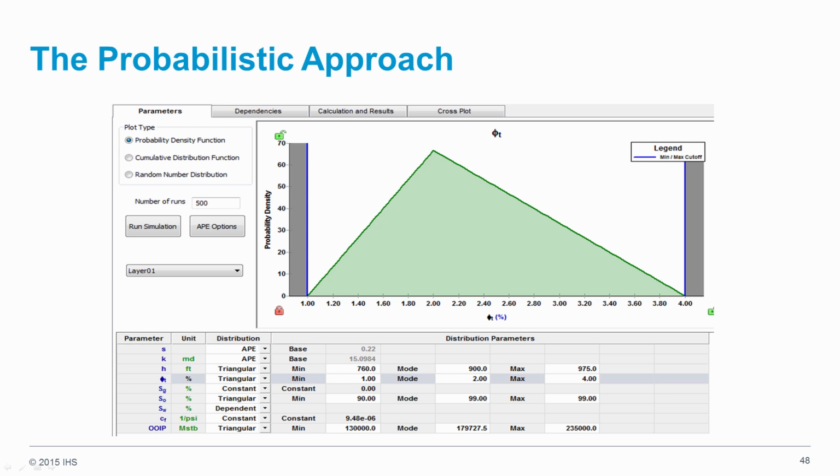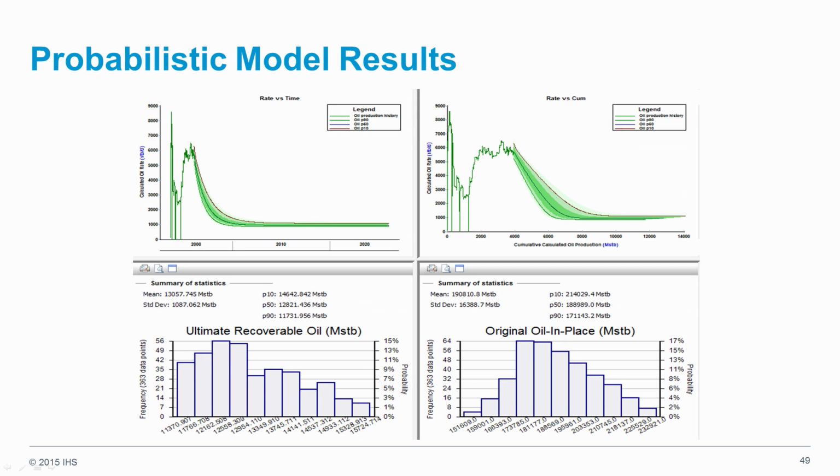Once we run the simulation, just like before, we have our simulation results. We have ranges for our forecasts. We now understand the goalposts of our ultimate recoverable oil are between 11.7 million and about 14.6 million. So while 12.3 was a pretty good first guess, we now have a distribution of potential ultimate recoverables.